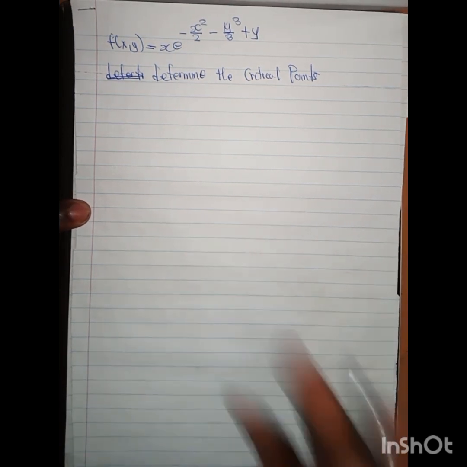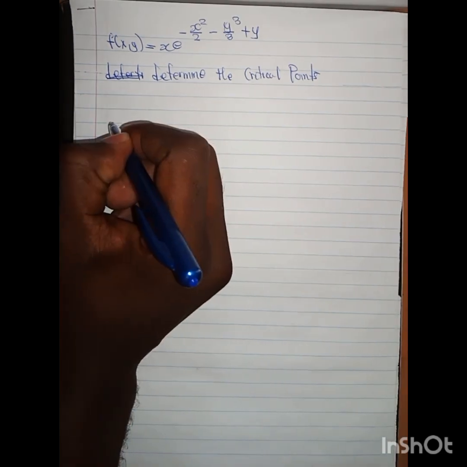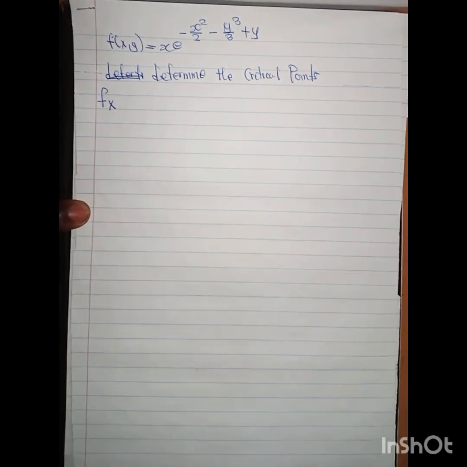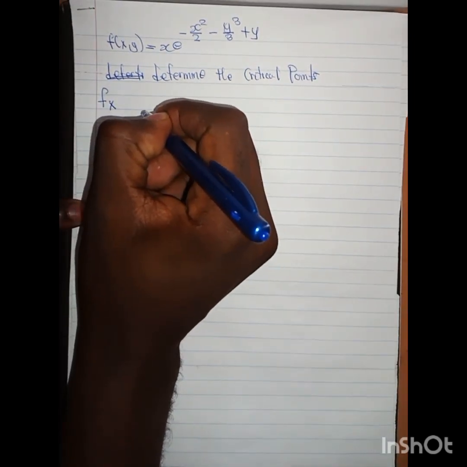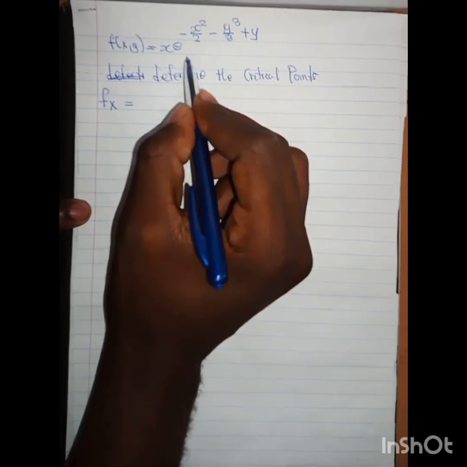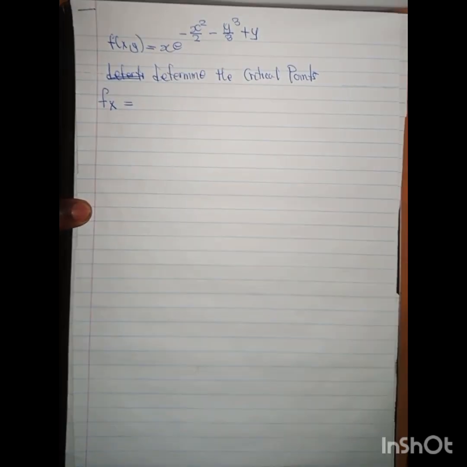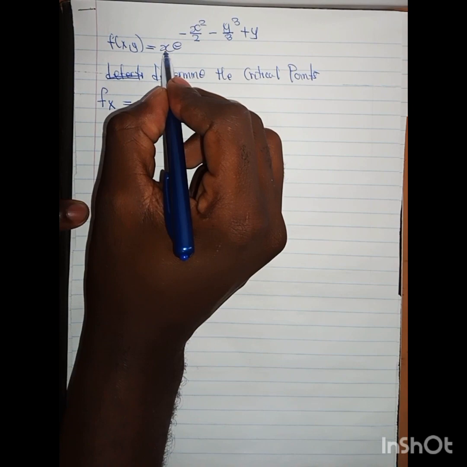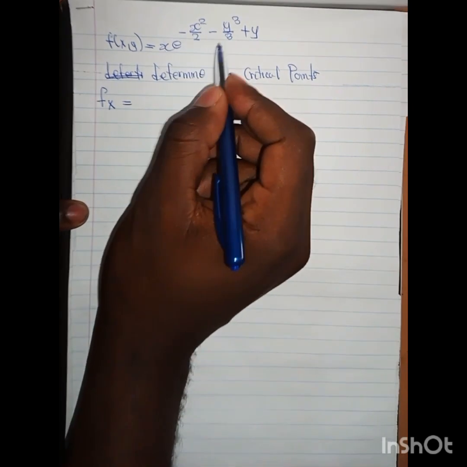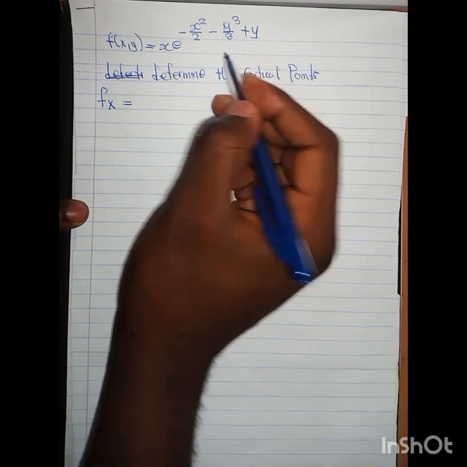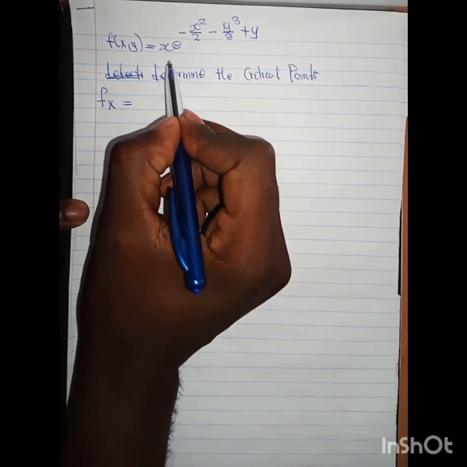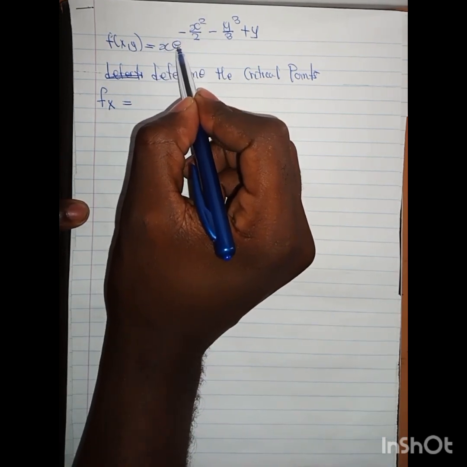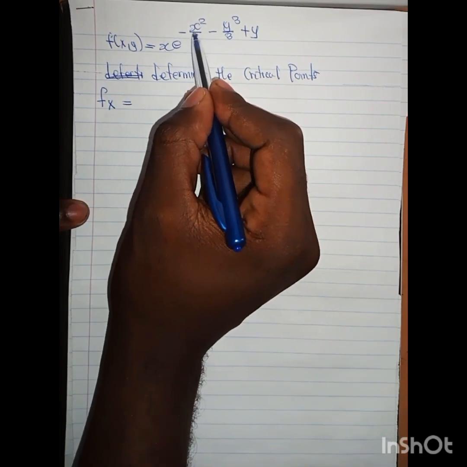So this is a function of x and y. So it means that first we have to find the derivative of this function with respect to x. Then let's say we find f sub x. So when we want to find f sub x, we are going to differentiate this function with respect to x. We have x and e to the negative x squared over 2 minus y cubed over 3 plus y. So here we have x, and then in the second term, e to the negative x squared over 2, we also have the variable x.